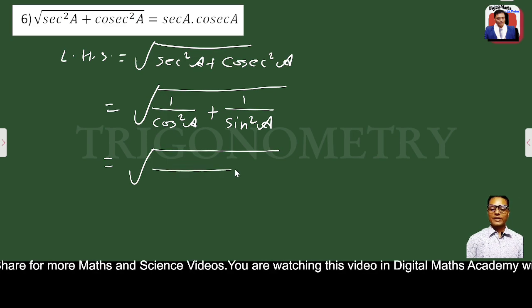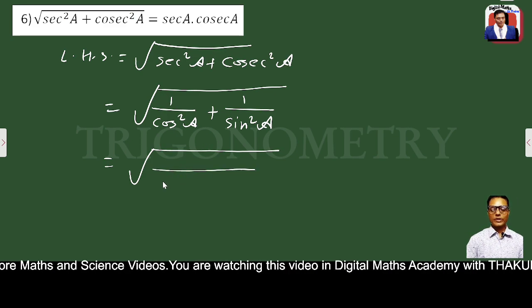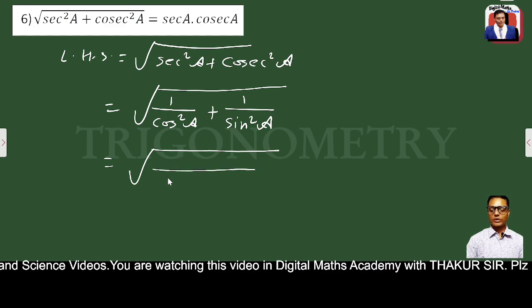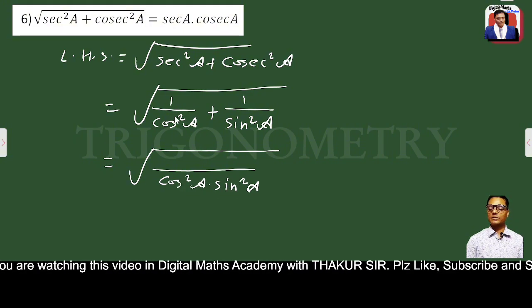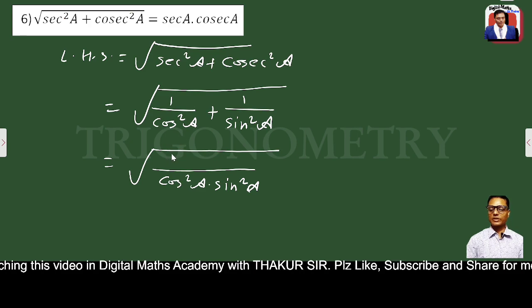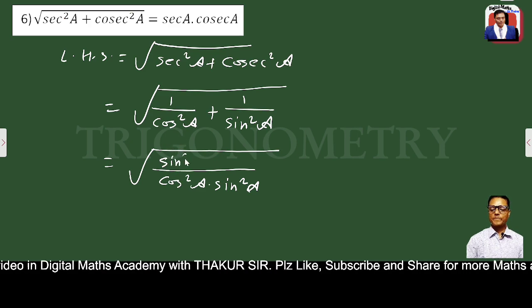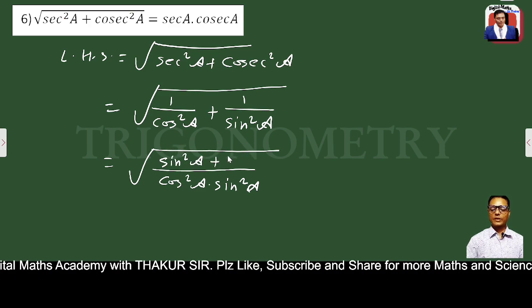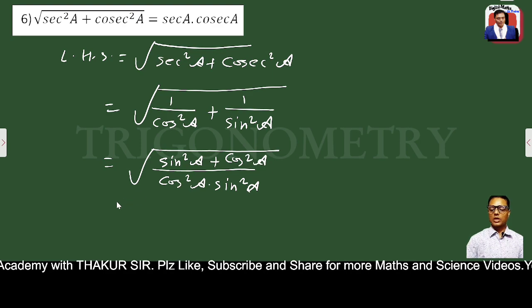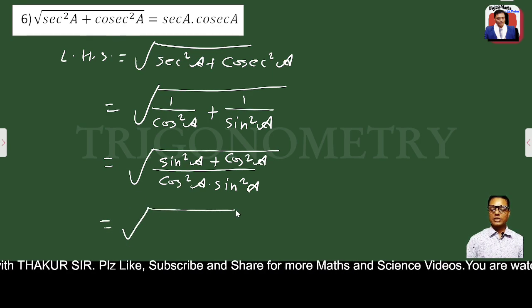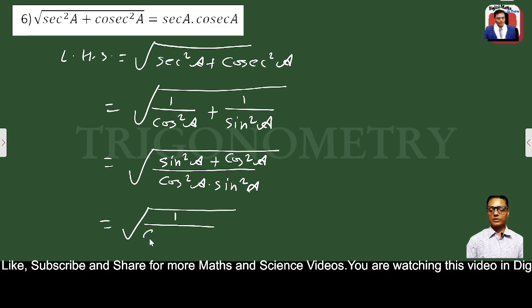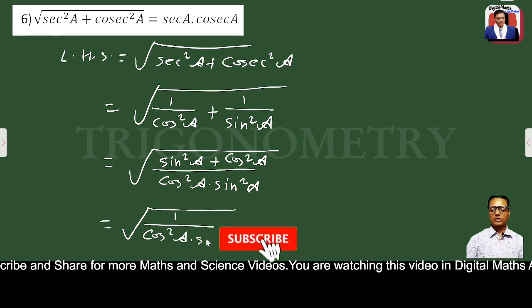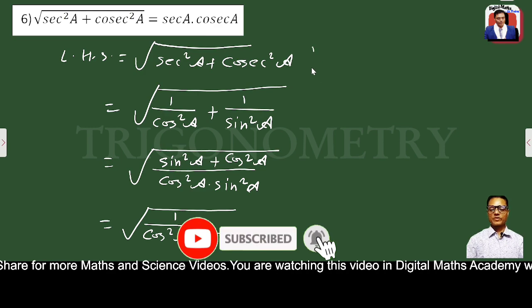Now we are going to take the LCM of cos square a and sin square a. LCM of cos square a and sin square a equals cos square a into sin square a. After that, for the first fraction we can write sin square a, and for the second we can write cos square a. After that you can see sin square a plus cos square a equals 1, and down of that we have cos square a dot sin square a, isn't it?